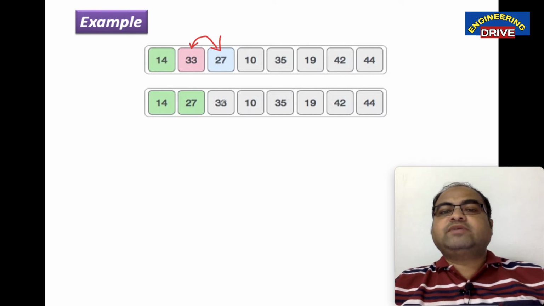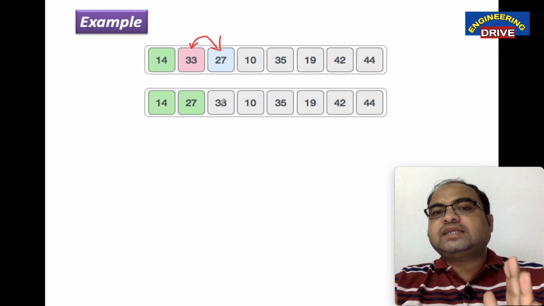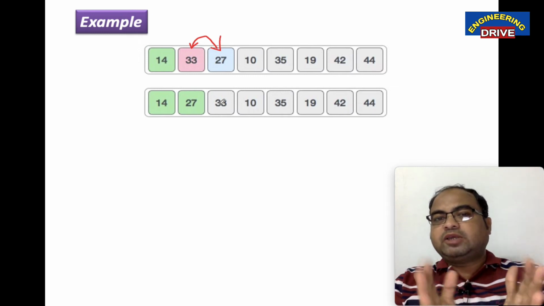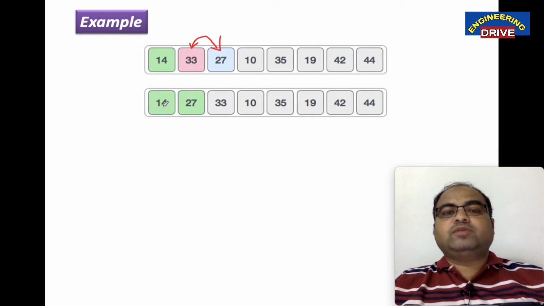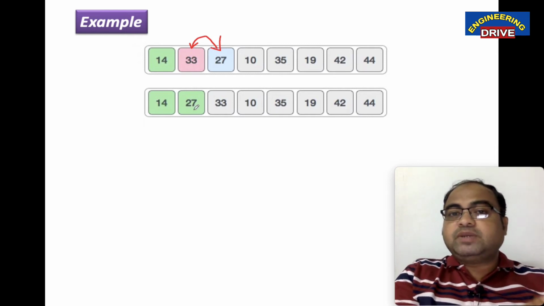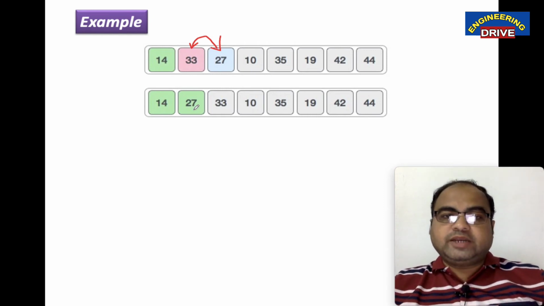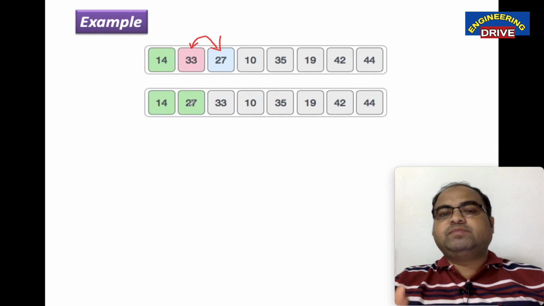So 27 and 33. Now how many elements are there in my sublist? Can you guess and tell me? In my sublist you can see 2 elements are available. Now you need to verify every time whether those 2 elements in the sublist are sorted or not. Let me check once. 14, 27. Yes, they are sorted. So no problem. Keep them as it is.